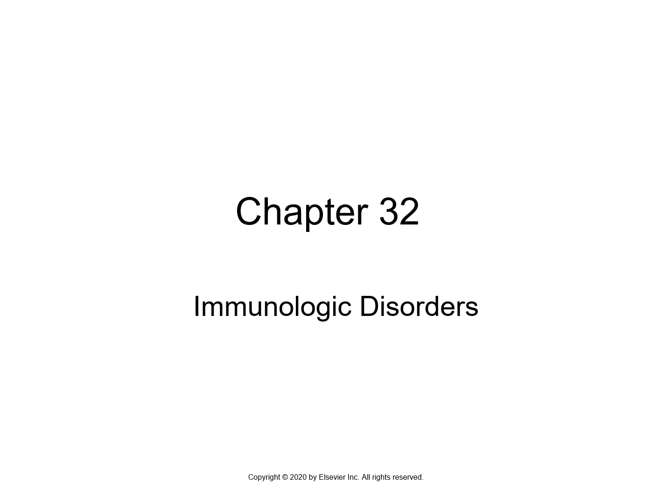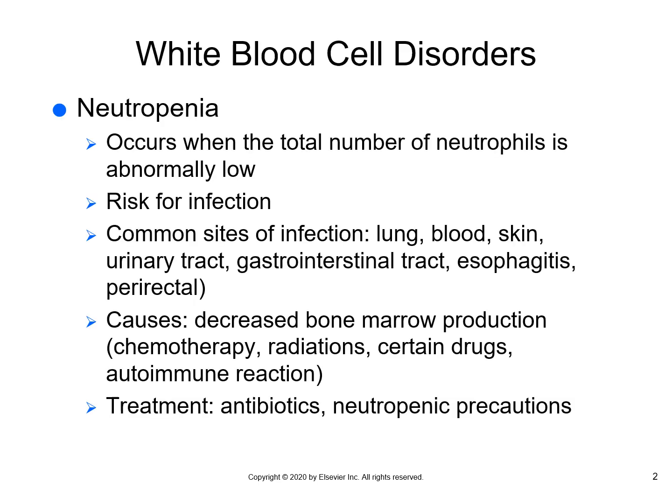Chapter 32, Immunologic Disorders. We learned about the function of the white blood cell in the previous chapter and the role of the white blood cell in the immune system. So now we will talk about the disorders of the white blood cell.